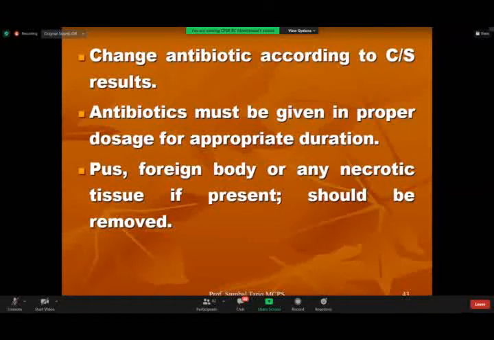But otherwise, if he's serious or the patient is deteriorating, antibiotics should be given according to the culture sensitivity results. Antibiotics की एक और बात which we have to be careful about, they should be given the proper dosage for the appropriate duration of time.